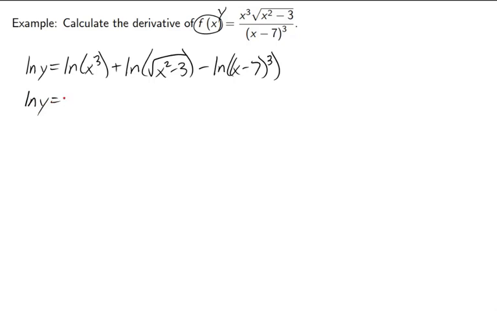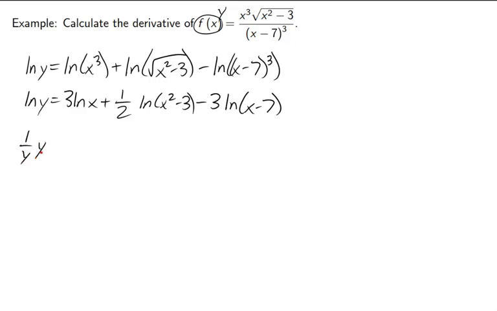Let's deal with these powers. So natural log of y equals 3 natural log of x plus 1/2 natural log of x squared minus 3. And then the last one is going to be minus 3 natural log of x minus 7. Now I can take the derivative. So 1 over y, y prime, just like last time.